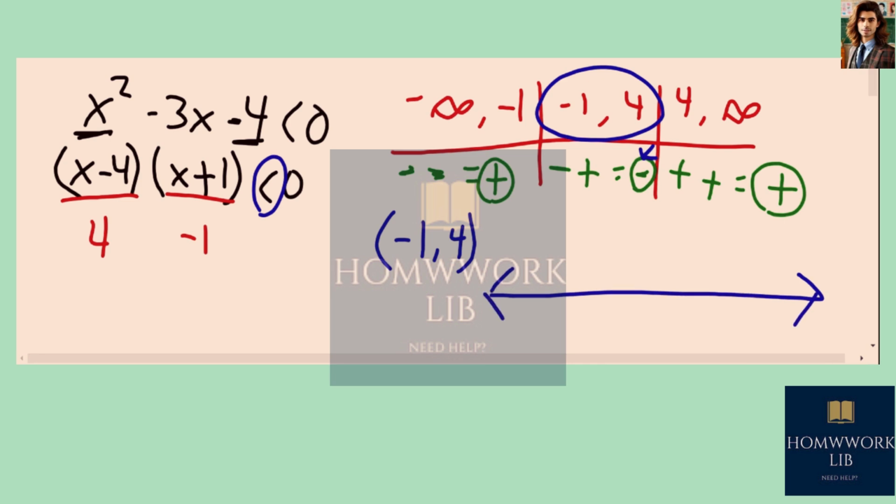And then on our number line, we have our two endpoints, negative 1 and 4. Because we cannot include them, we put open circles here. And then everything in between is part of our solution set, not including our endpoints.